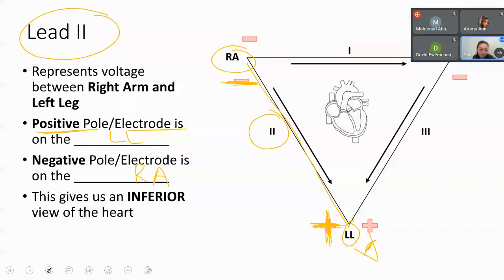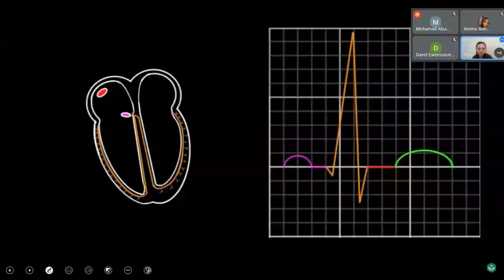So the eye is here. So we're looking at it from this angle. Okay, right. So this is the vector analysis. The vector analysis just explains why in a specific lead we see these types of deflections. So this is lead 2. We're going to do lead 2, okay?